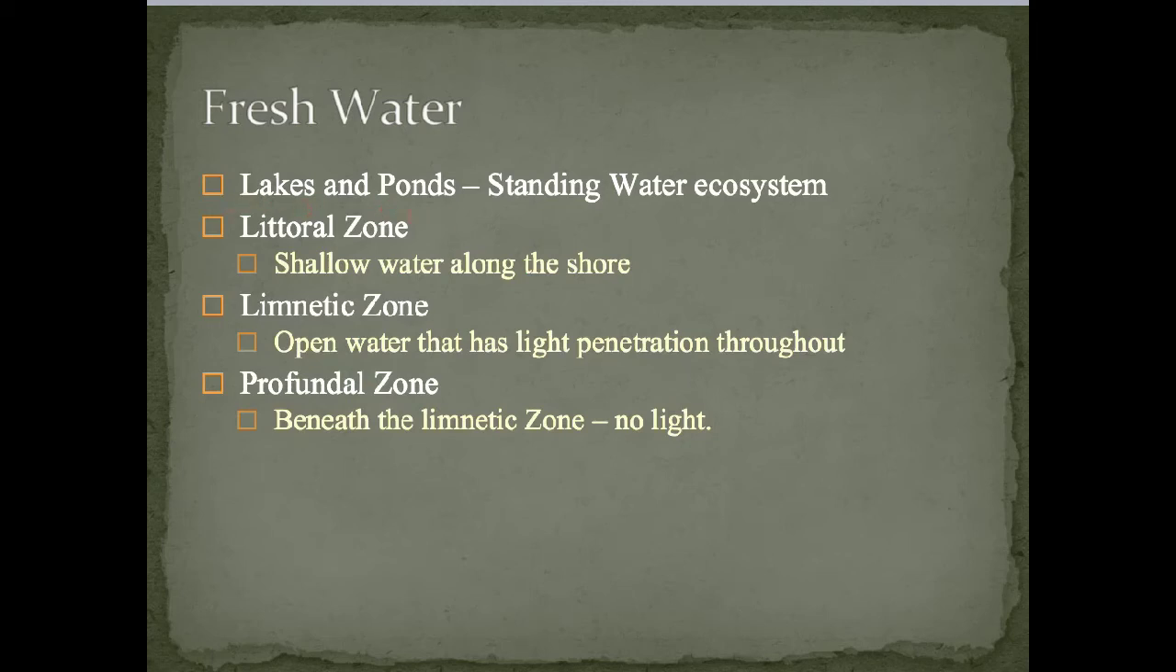Other freshwater ecosystems are lakes and ponds. These are standing ecosystems. They're broken down into 3 different zones, and it has to do with where they are and light intensity. So you have your littoral zone, which is the shallow water along the shore. Limnetic, which is out in the open water, and it has light penetration. And then your profundal zone, which is kind of like the benthos that we looked at earlier, down below, where it has no light, and it's below the limnetic zone.